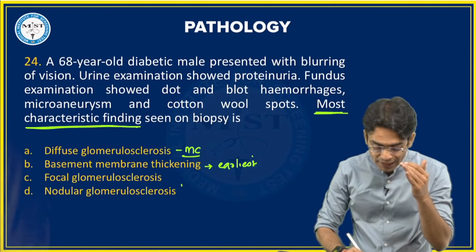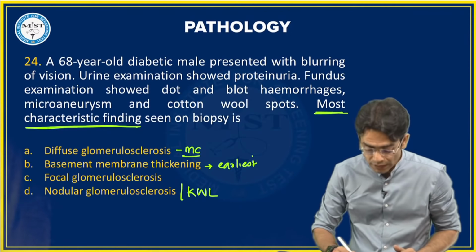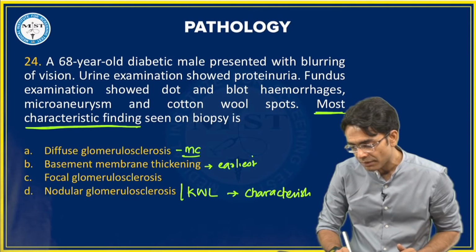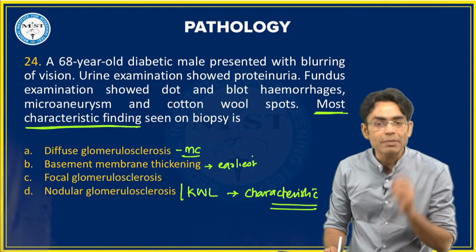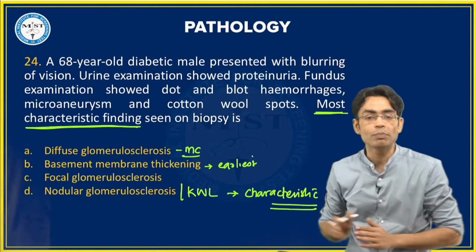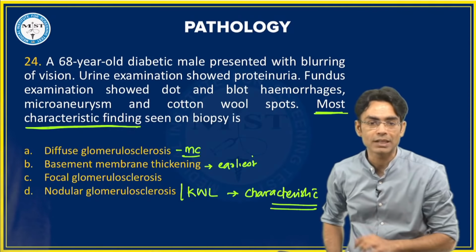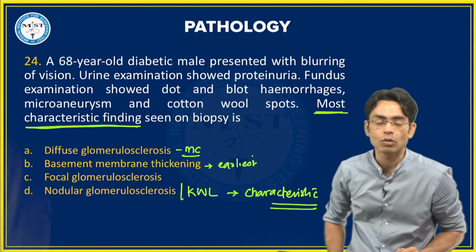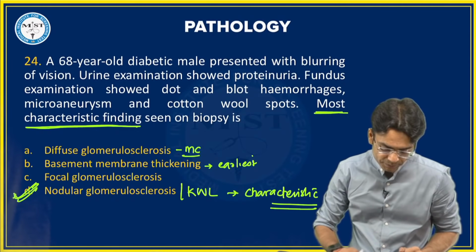also called as Kimmelstein-Wilson lesion. Now these are characteristic, beta. So the most characteristic finding for a diabetic nephropathy on microscopy will be your Kimmelstein-Wilson lesion. If we talk about the glomerulus, these Kimmelstein-Wilson lesions are also called as nodular glomerulosclerosis. Okay? So the answer would be D in these patients.